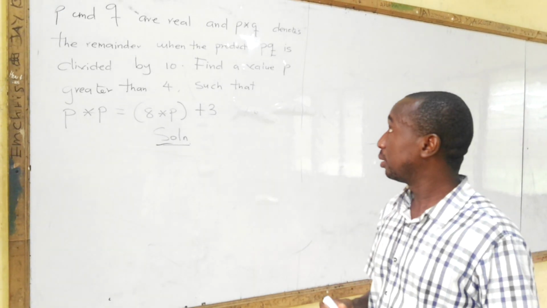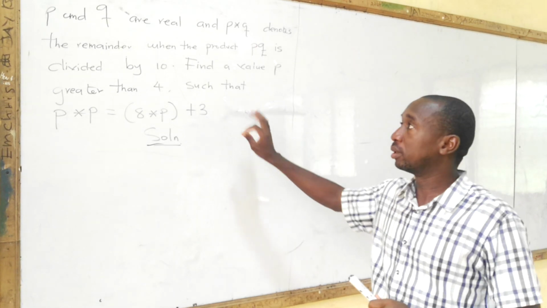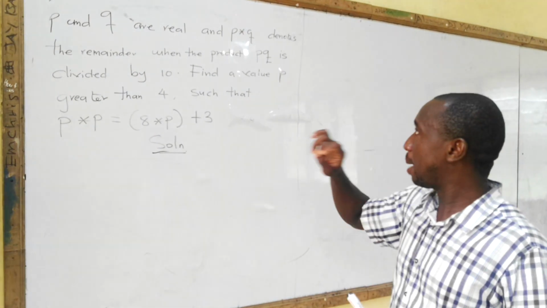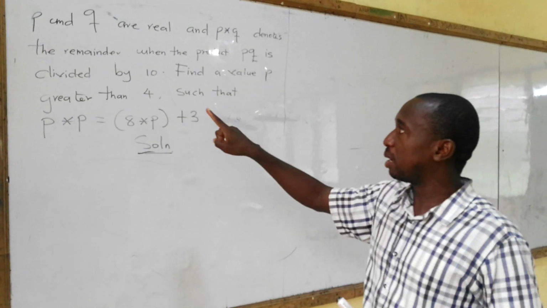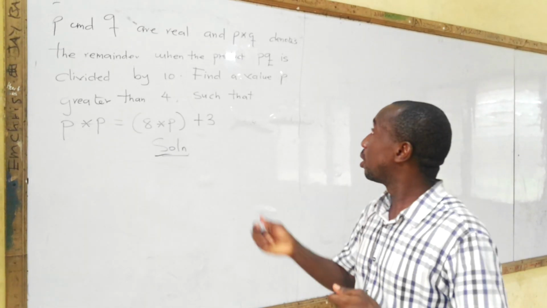Math class once again. Today I want to introduce you to a binary operation question. P and Q are real, and P operated on Q denotes the remainder when the product PQ is divided by 10. Now the question is, what is P operated on Q?